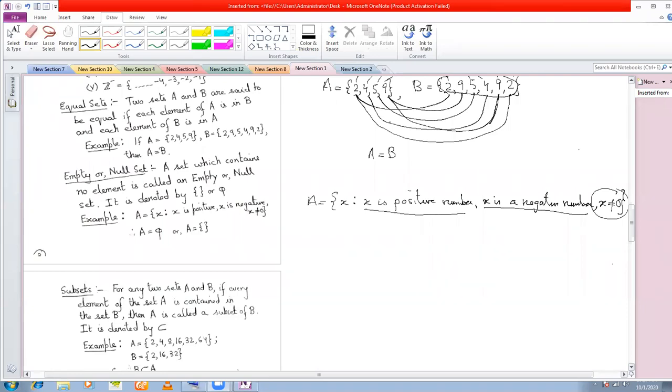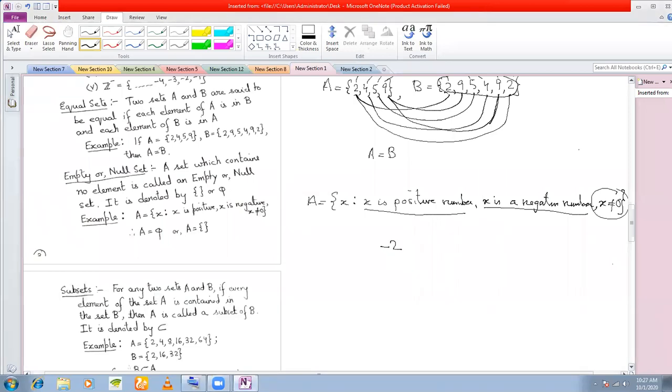There are no numbers that can be positive and negative at the same time. Even if you're talking about -2, it is negative. You talk about -100, -100 is negative. If you're talking about 98, 98 is plus 98, positive. Okay, no number can be positive and negative and non-zero at the same time. So therefore, in this case, we say that A is an empty set. It is denoted by this symbol, or sometimes we write this symbol also. Okay. So that is the definition of empty set. So I stop here for today.